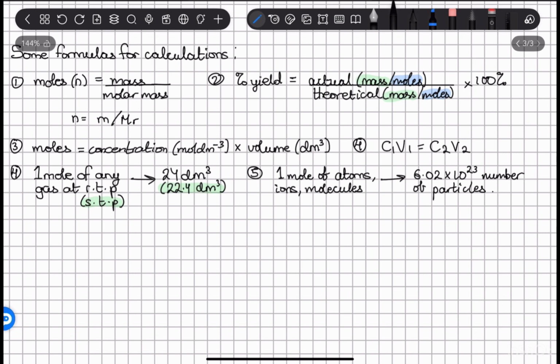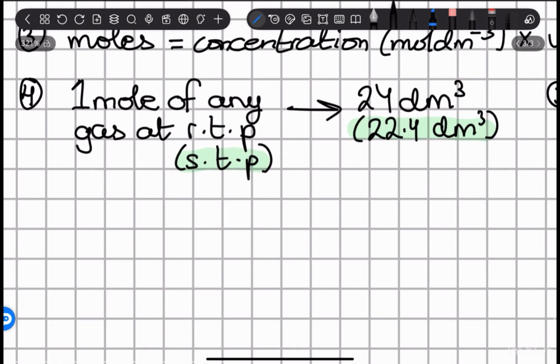Then we have 1 mole of any gas at RTP is 24 dm cube. So let's say you have 1 mole of oxygen at room temperature and pressure. This condition is given to you at the end of every single A-level examination you will take. It's always given. There's a certain booklet or a page, and I will show that to you. You will be given the conditions.